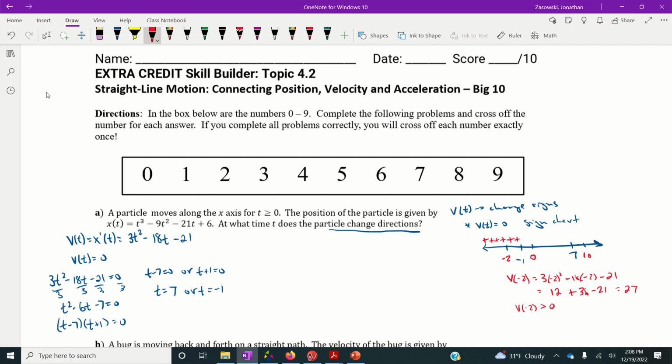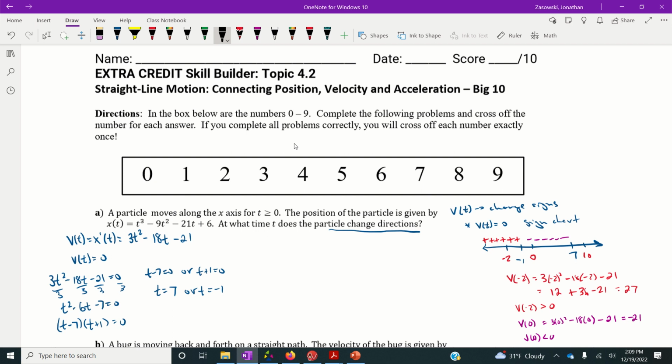All right, so now I'm going to try v of 0. v of 0 is equal to 3 times 0 squared minus 18 times 0 minus 21. We can all agree that this is going to be negative 21 and it's going to be less than 0. So we are negative for all the numbers inside of that. And then we also want to check, what is v of 7? So v of 7 is 3 times 7 squared minus 18 times 7 minus 21.